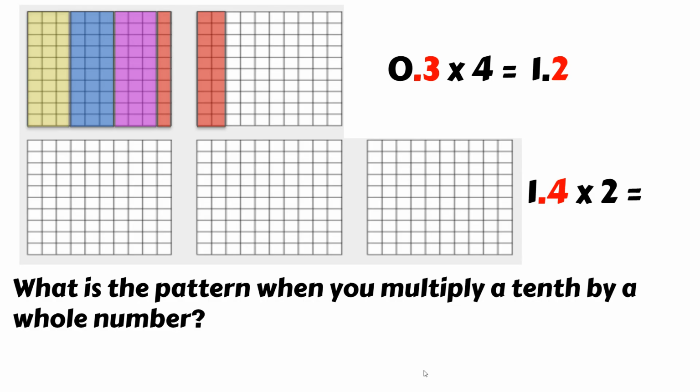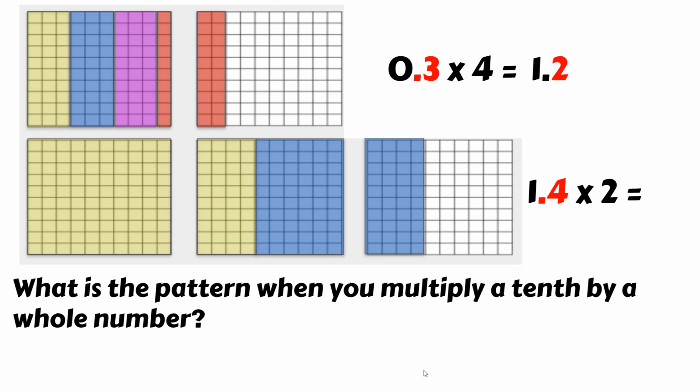We also can see that 1 and 4/10 times 2 would mean that we have two groups of 1 and 4/10. So we have 1 and 4/10 in yellow, and then we need to represent another 1 and 4/10, continuing right from the yellow. Here's 6/10 in blue, and then we have another 4/10 in the next decimal grid. That gives us our one whole, and then we need 4 more tenths to represent two groups of 1 and 4/10. That gives us a product of 3 and 8/10.